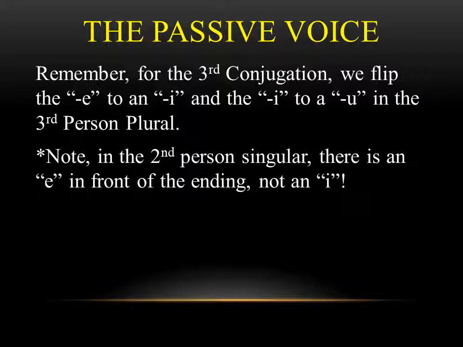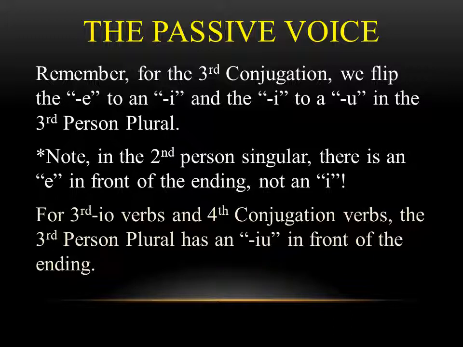So I'm talking about the vowel on that present stem, you have to change it a little bit. One thing to note, though, is in second person singular, when you're doing passive voice, you keep an E in front of the ending, not an I, and I'll show you exactly what I mean with the example. The other thing you want to remember is for third IO verbs and fourth conjugation verbs, the third person plural has an IU in front of the ending.